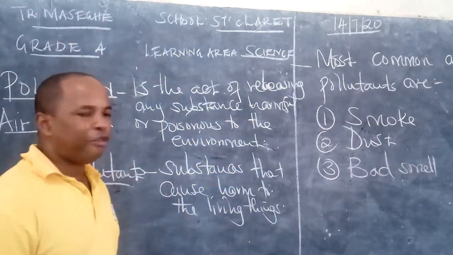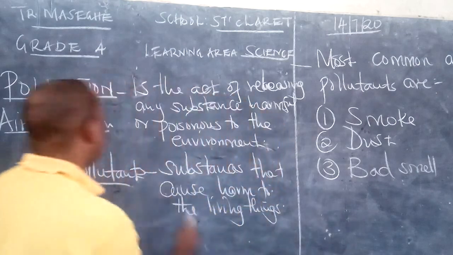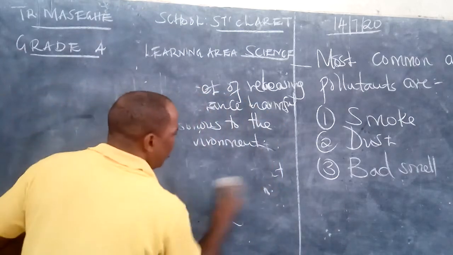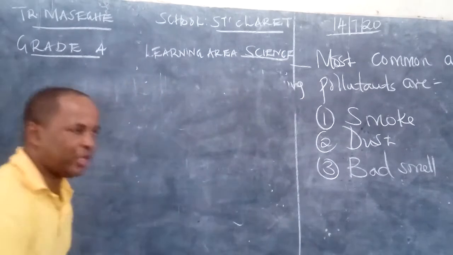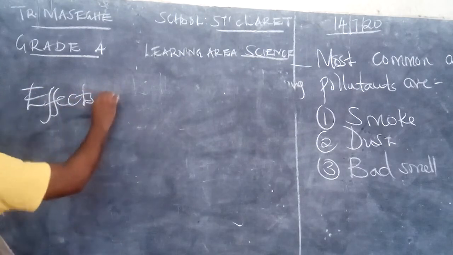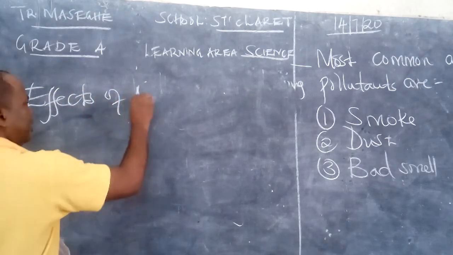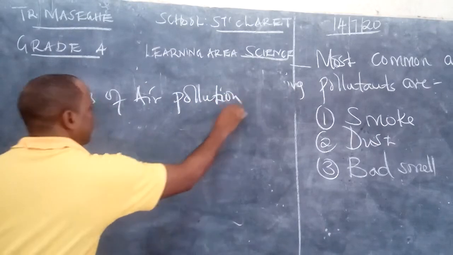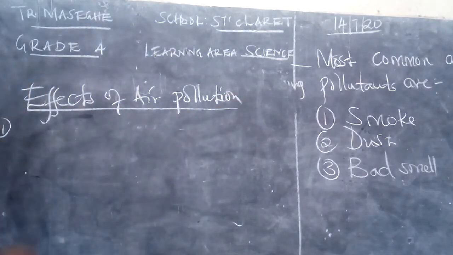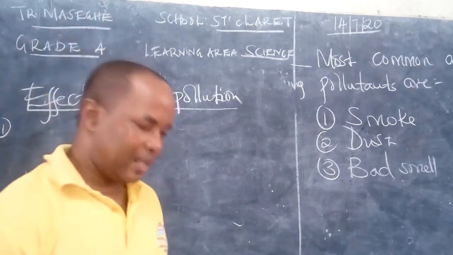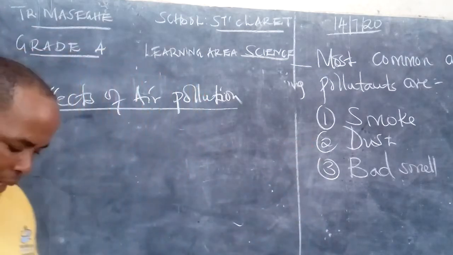Now let's look at the effects of air pollution. What happens when air is polluted? So we look at the effects of air pollution. Number one, when air is polluted, the following happens. One, we have also tried to explain there.